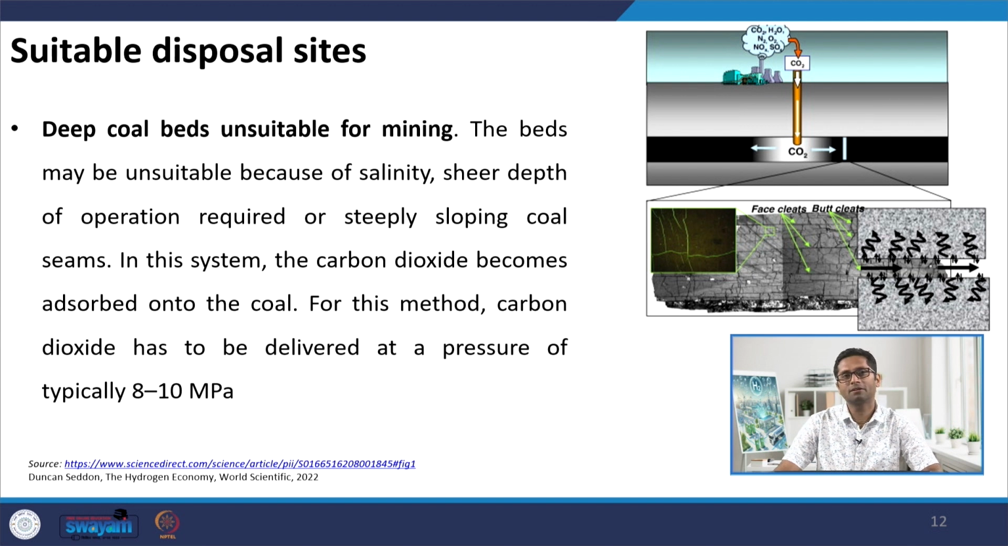So, the first option that comes is to put it into the deep coal beds, which are basically no more in utilization. These are the places where coal would have been extracted in the past, but it is no more usable currently. Normally I would have to pressurize the gas up to 8 to 10 megapascal, which is basically 80 to 100 bars, and put it into the coal seam. And it is expected that the CO2 is going to get absorbed on the coal surface and remain there for quite some time.